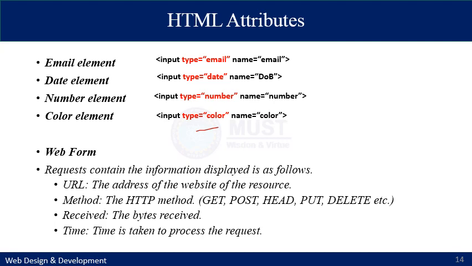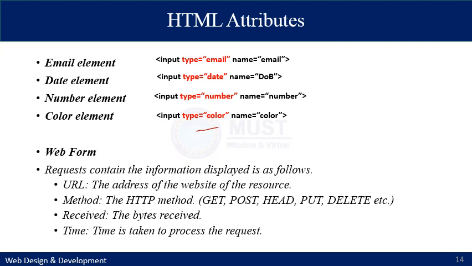Web forms use these HTML elements and attributes, and requests can contain the information displayed. The web form displays a list of items, you fill those items, and you send the information to the server. This information sending is known as requesting it to the server, as discussed in lecture 1. As described in lecture 1, you send the request to the server and the server generates the response back to the requester.